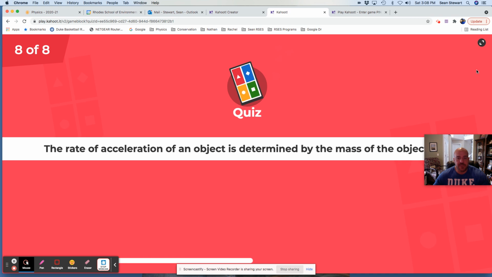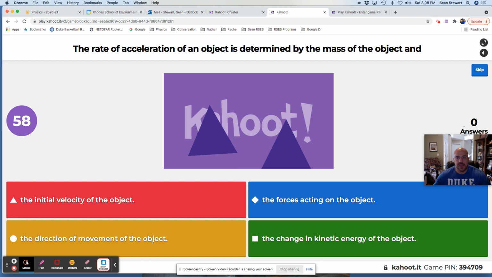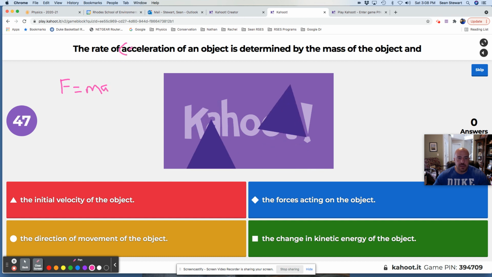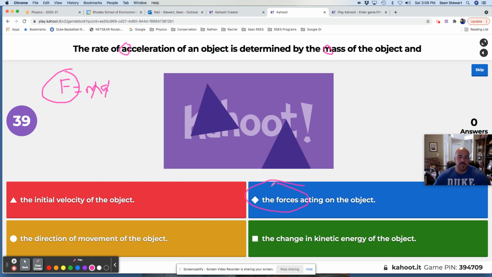The rate of acceleration of an object is determined by the mass of the object and, press pause. Remember Newton's second law, F equals ma. Here's A, here's M. What are we missing? F, force. And sure enough, force is blue.